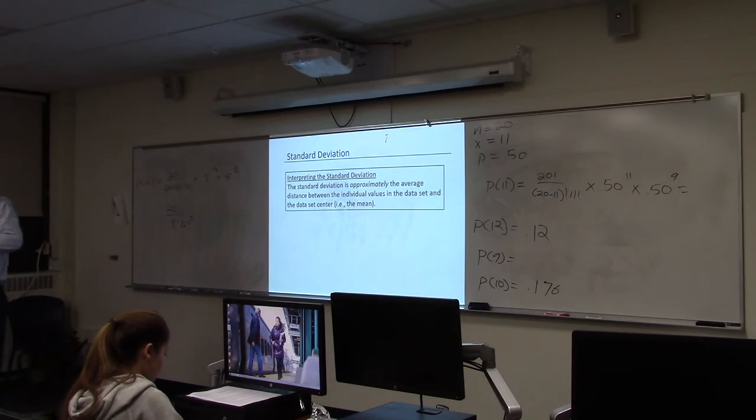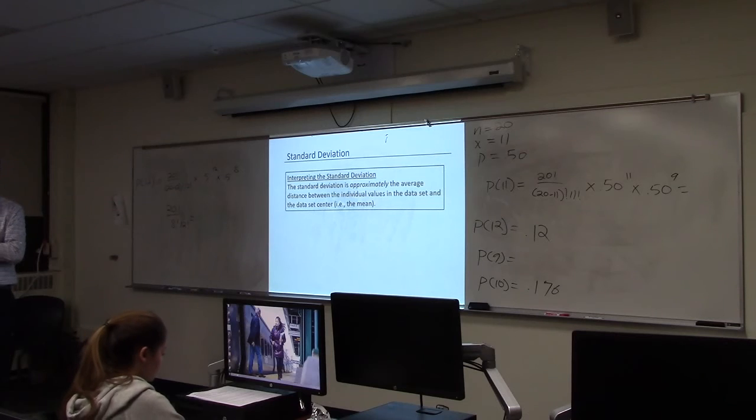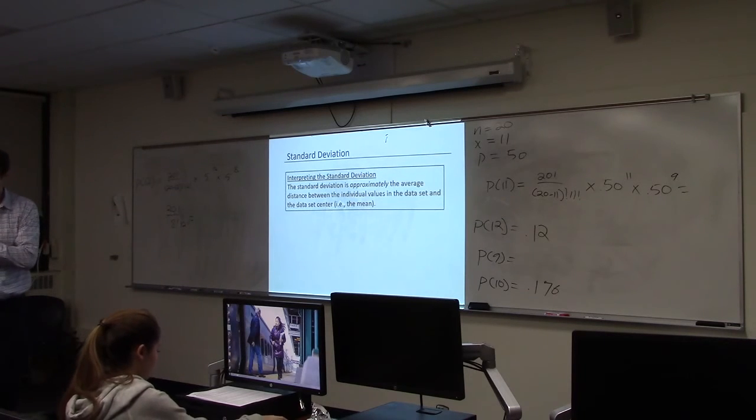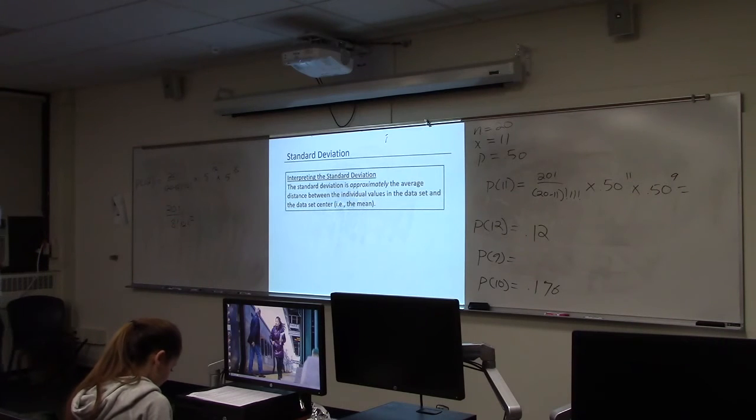Approximately the average distance between the individual values of a data set and the center of the data set. So by the center of the data set, we mean the mean, the average, and standard deviation measures the approximate variation from each point of data from the mean. Let me give you an example.